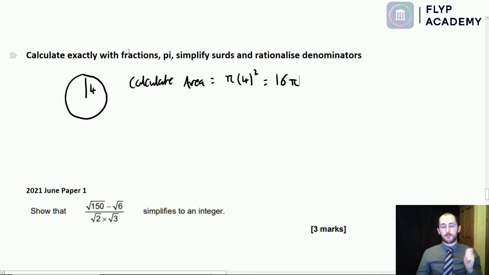You can do the same thing with fractions. They expect you to be able to leave your answers in fractions rather than doing long decimals. This is normally in the non-calculator paper for obvious reasons.